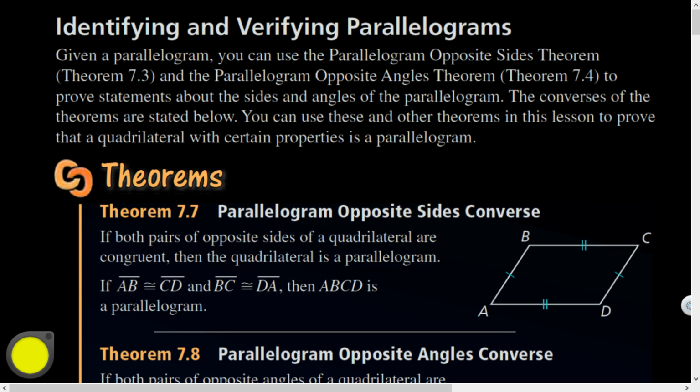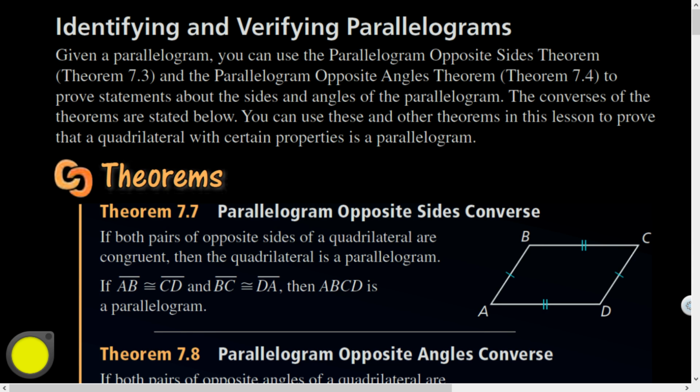And recall that a parallelogram, what is the definition of a parallelogram? Does anyone remember? Those are some properties about parallelograms. It's a quadrilateral that has what? Yeah, two pairs of opposite parallel sides, right? Well done. So that's the definition.